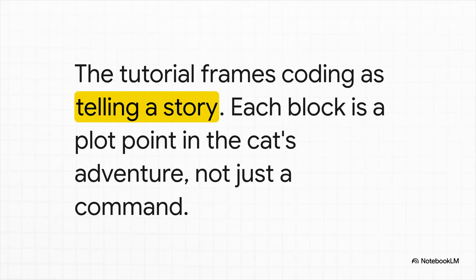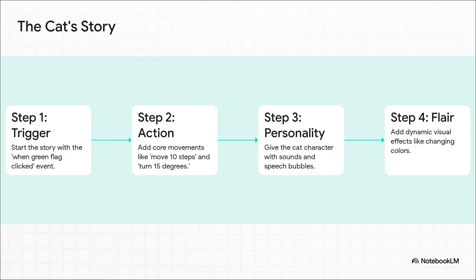So here's the clever part. The tutorial doesn't just throw instructions at you. It gives you a metaphor. It reframes the whole process of coding as telling a story. So suddenly each block isn't just some dry command, it's a new plot point in the cat's big adventure. And this story unfolds in these really clear, super logical steps. First up, you need a trigger. That's the when green flag clicked block. Think of it as your once upon a time. Next, you add the action, the basic moves that your character is going to make. Step 3 is all about personality, right? You give the cat a voice with some sounds and text. And finally, you add the flair, some cool visual effects to make the whole thing pop.